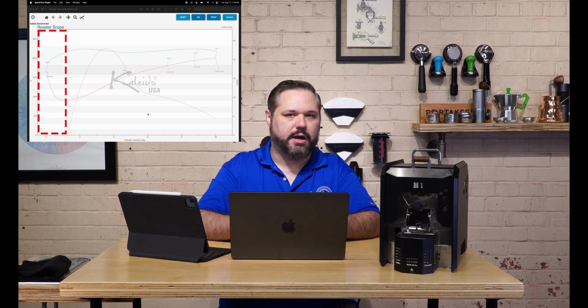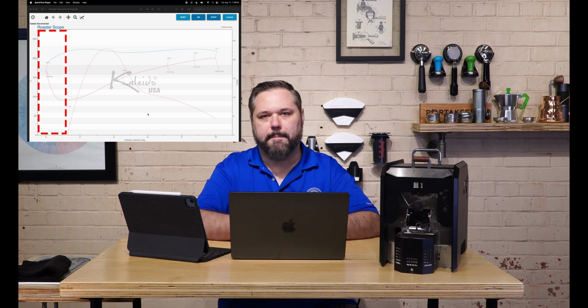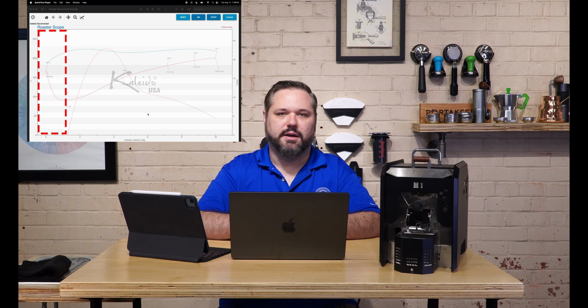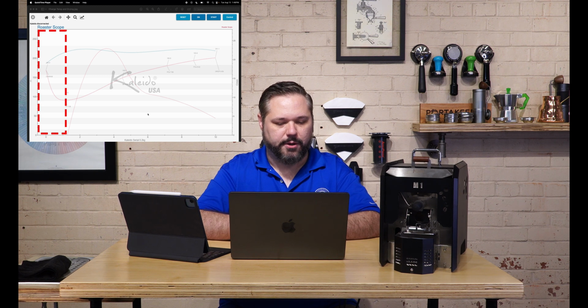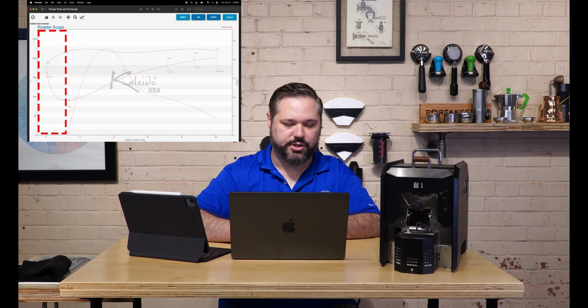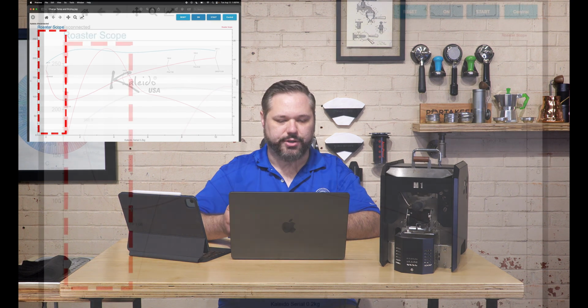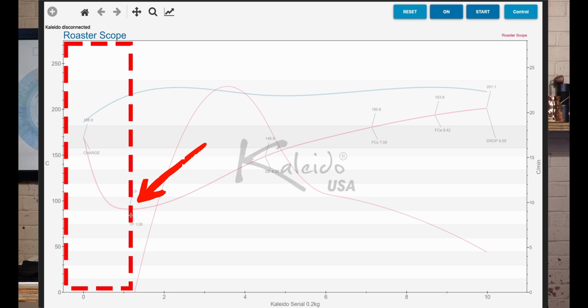Now, how do we know that we got our charge temp correct? Well, there's really no magical answer on this, but there are some textbook things that we're going to look for. And the first thing that I look at is the turning point. The turning point is the first point at which our bean temperature is actually being measured. So we have our turning point right here.